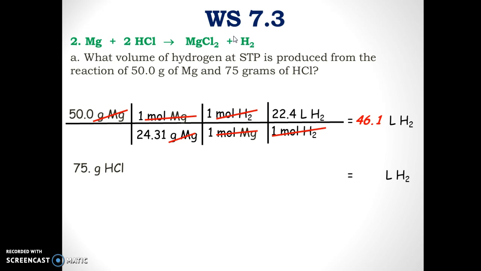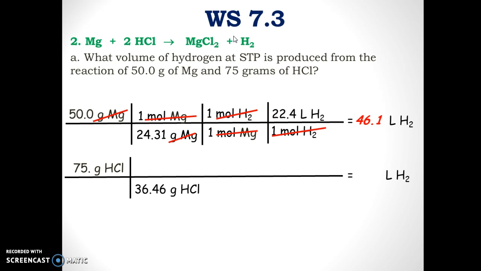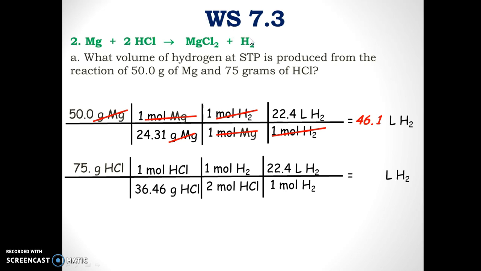Do the same thing with HCl, going from HCl to liters of hydrogen. First dividing by the molar mass, 1 mole going on top, 2 moles of HCl on bottom, 1 mole of H2 on top. My mole ratio I got from my balanced chemical equation, again HCl to hydrogen. And then going to liters with 22.4 going on top again instead of the molar mass because I'm ending at liters of hydrogen. So this is what each reactant would produce or could produce.